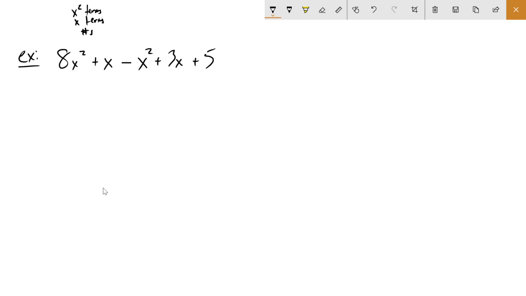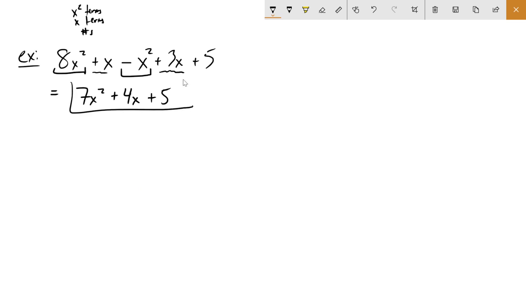So when you go to combine them, I can combine these, right? If that's an 8x squared, and I'm taking away an x squared, how many x squareds will I have? 7x squareds. Then I have my plus x and my plus 3x. So how many x terms do I have? 4x. And then I just have my 5 out there. It doesn't have anything to be combined with. And so this would be the most simplified version of that expression. Couldn't go any further than that.